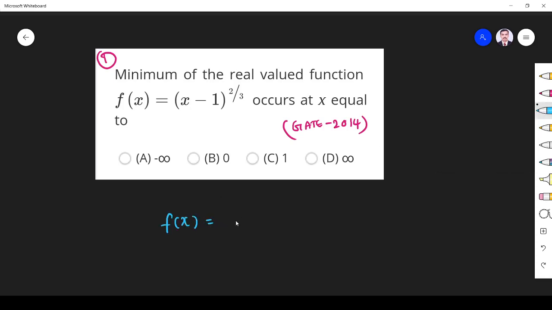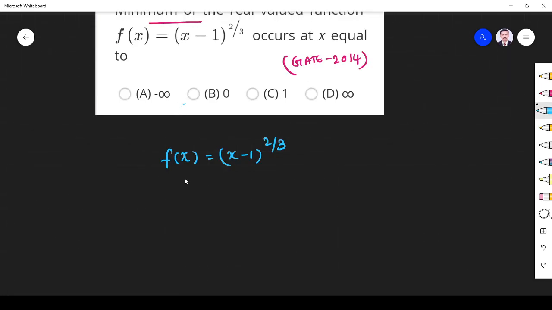What they gave is f of x equals (x minus 1) to the power 2 by 3, and they ask what is the minimum value of this function, where it occurs. So they ask the location of the minimum value. If you want to find the location of the minimum value, you have to find f dash of x where the slope is 0. So f dash of x will give the slope, so I find that and make it 0. That location will give the minimum value.